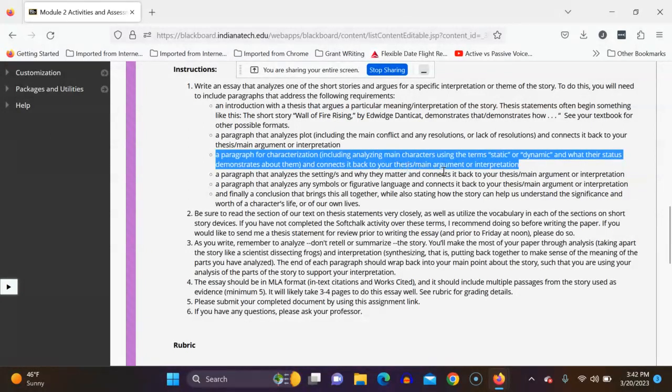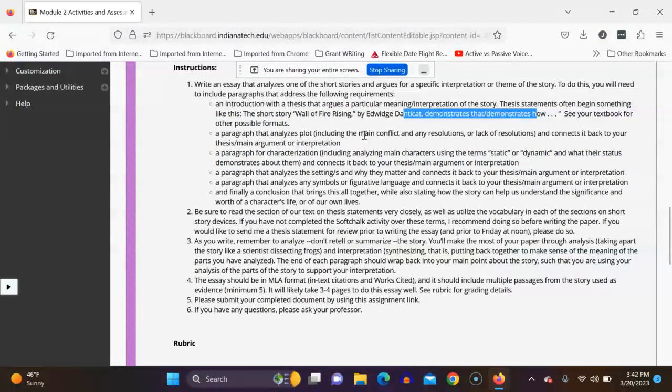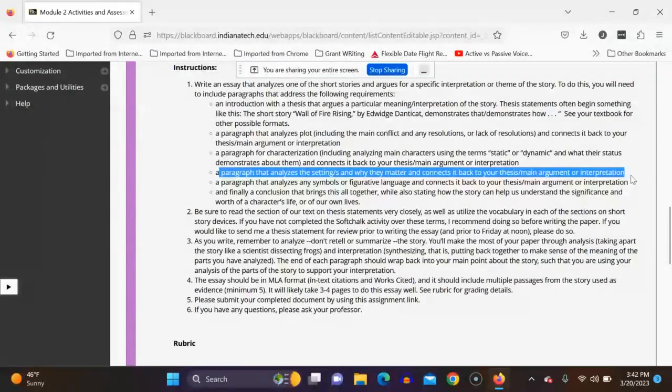Okay, so after the characterization, the next paragraph analyzes settings and why they matter. For some of you, this will be which one you choose, whether the setting is really important, sort of important, or lesser importance, and why. Okay. Next, a paragraph that analyzes symbols or figurative language, and again, connect it back to your thesis.